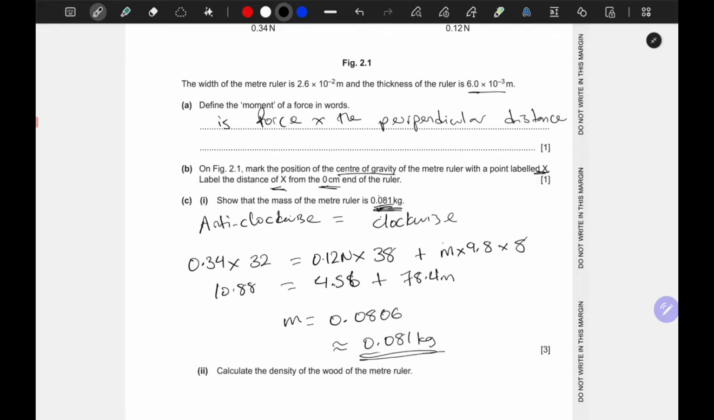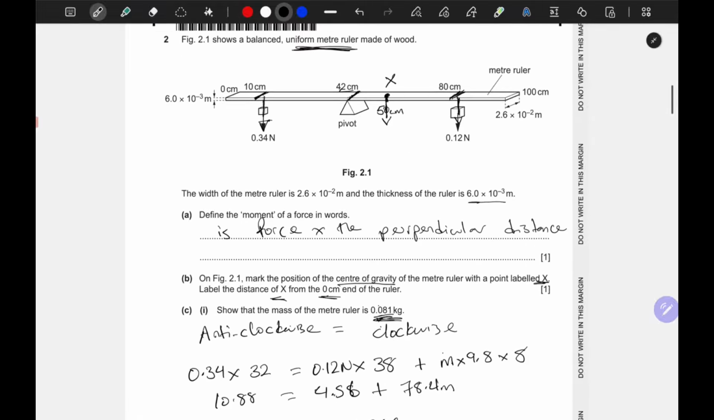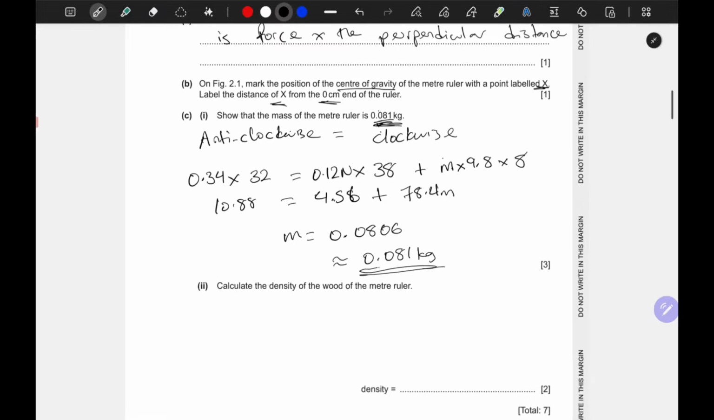Hopefully I didn't make it a bit more complicated than it has to be. Basically, it's in equilibrium, so the anti-clockwise moments should be equal to the clockwise moments. Here we have only one force, the 0.34 newton force. So we find this moment, but here we have two forces, the weight of the ruler and the weight of this block over here. We add these two, and it should be equal to the moment of this one. That's how we found m.